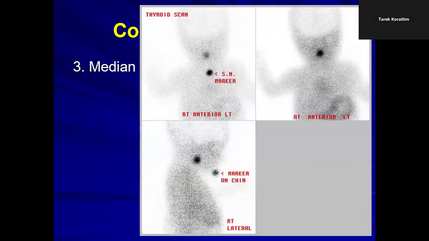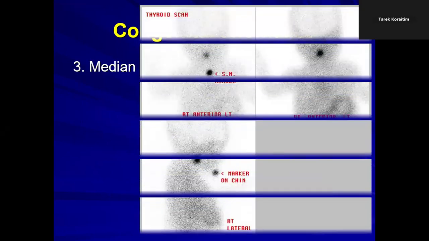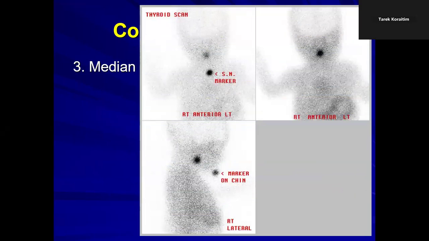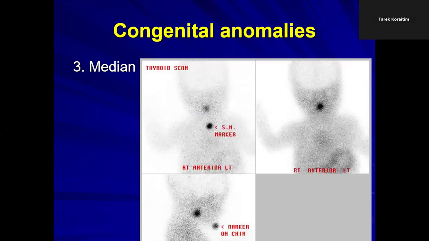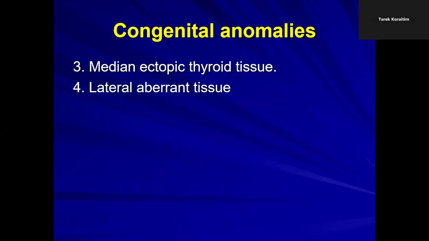The third thing is the median ectopic thyroid tissue, where the baby might have part of his thyroid gland present in the midline of the neck because of partial failure of the migratory process as well. In the past, there was a term known as lateral aberrant tissue or lateral ectopic thyroid tissue, but now this is obsolete and it's not considered a congenital anomaly, but it is considered metastasis from an occult papillary thyroid carcinoma.